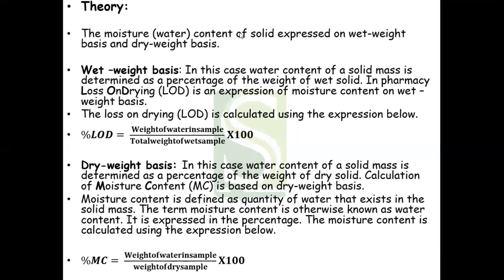So now there is only a slight difference here. Percent loss on drying is the weight of water in the sample divided by the total weight of the wet sample. And percent moisture content is the weight of water in the sample divided by the weight of the dry sample. So in both equations, what we have to remember is that the value present in the denominator is going to get altered. In LOD it is the wet sample, and in moisture content it is the dry sample, right? So on this basis we can remember these two formulas.